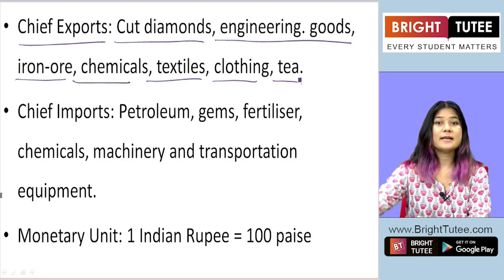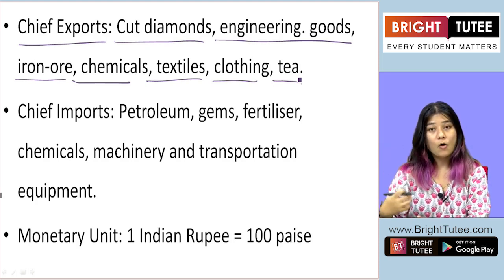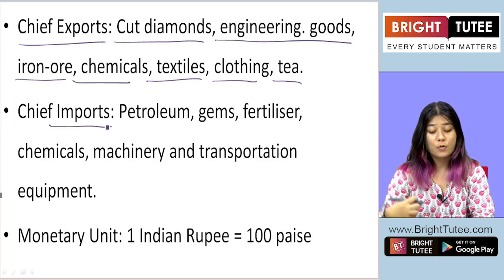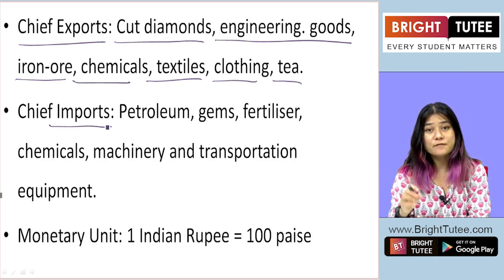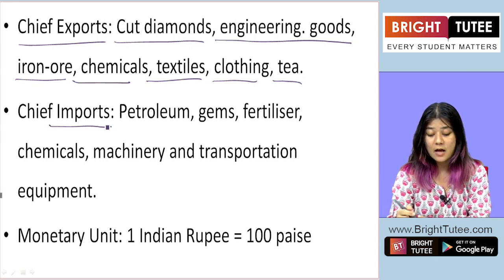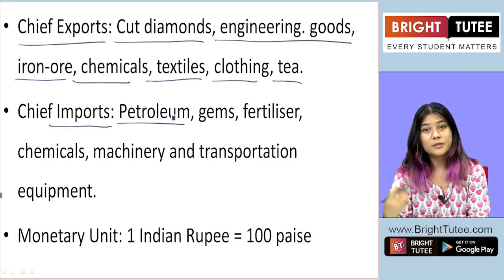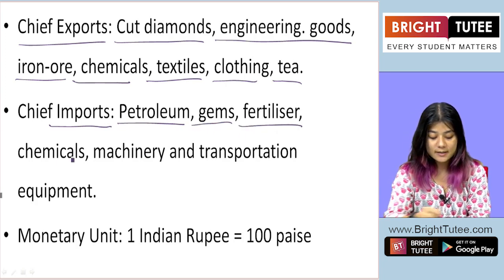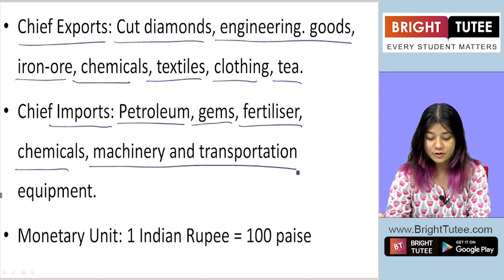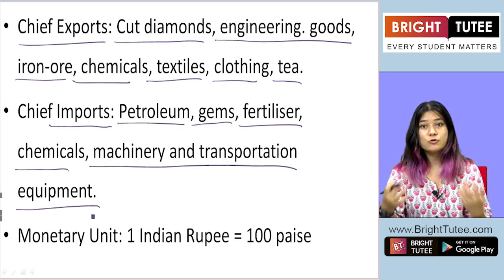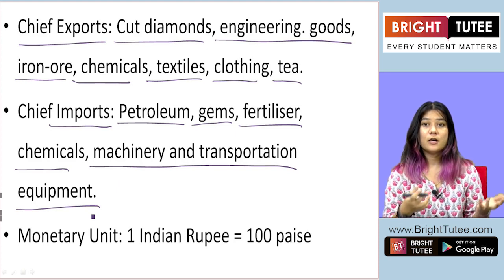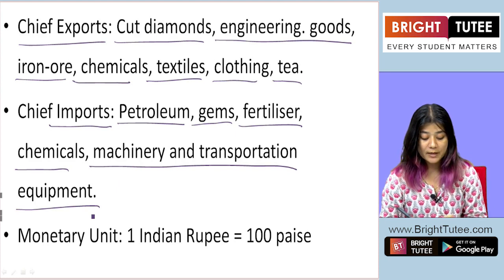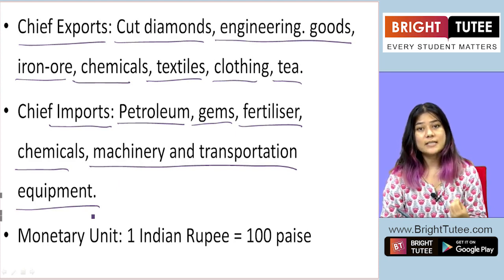Now, what are the goods that come inside of India? Okay, so they are called import goods, goods that are imported. So the chief imports that India receives are petroleum, the petroleum gas, gems, fertilizer, chemicals, machinery and transportation equipment, okay, tools, some of the parts of the cars or trucks or vehicles, trains, etc.